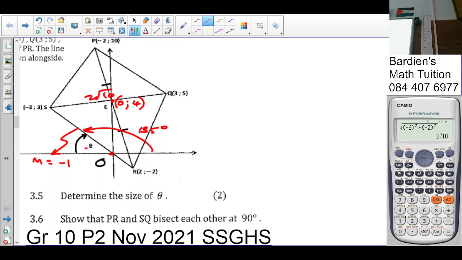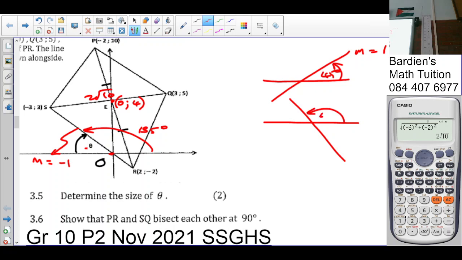45. Why? Because the angles are on a straight line. Can you see that? There are 2 gradients you need to know. If the gradient is 1, then that angle is 45 degrees. And if the inclination angle is 135, then the gradient is negative 1.